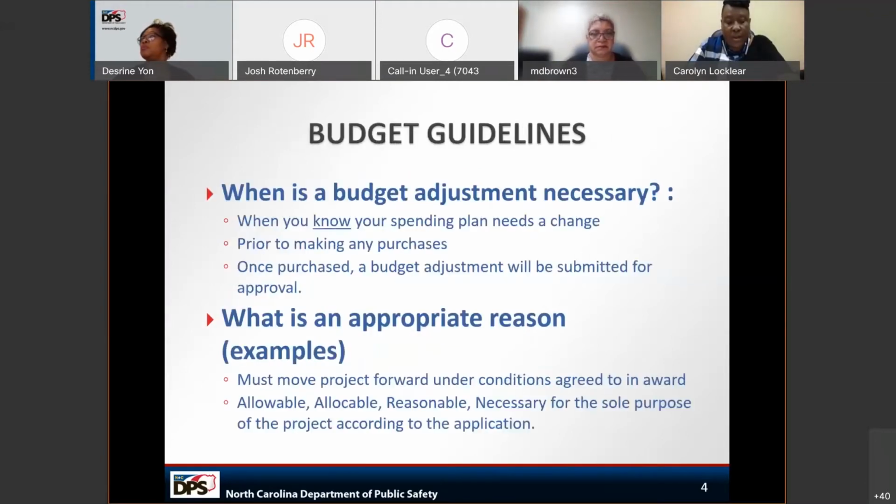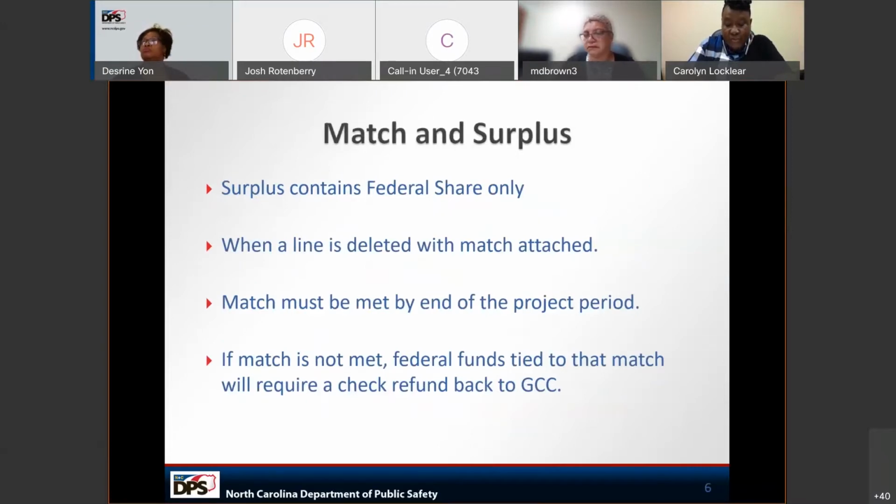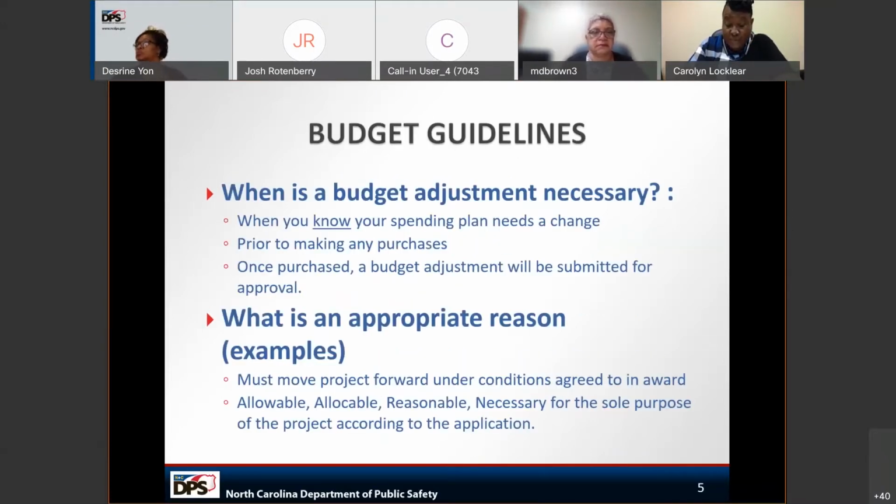We will be discussing adjustment rules and tips, budget adjustments, match and surplus, as well as non-budgetary adjustments, grant period extension, personnel adjustments, and project adjustments. Budget guidelines. What is a budget adjustment? When is a budget adjustment necessary? When you know that your spending needs are changing prior to making a purchase, or once purchases have been made, a budget adjustment will be submitted for approval.